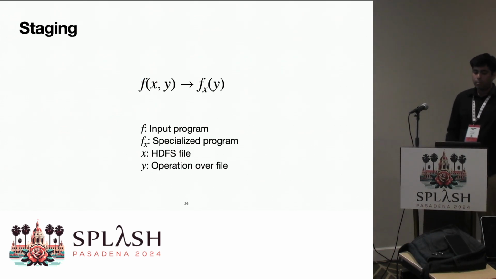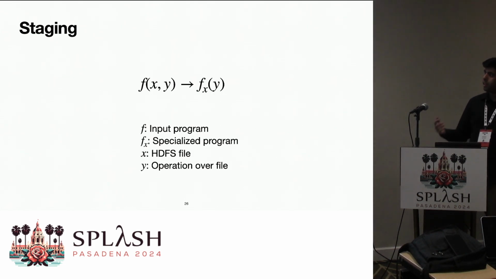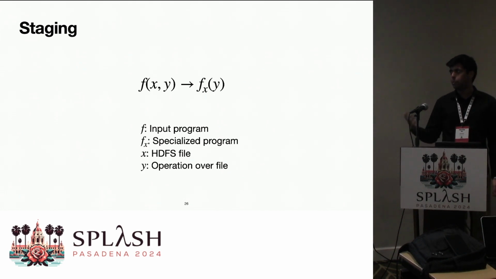If we take one step back, this is what our operation actually looks like. Given an input program f that takes in 2 arguments, an HDFS file x and the operation y over the file, we can generate fx, a function that is specialized to x and takes y as an argument. We call this staging.